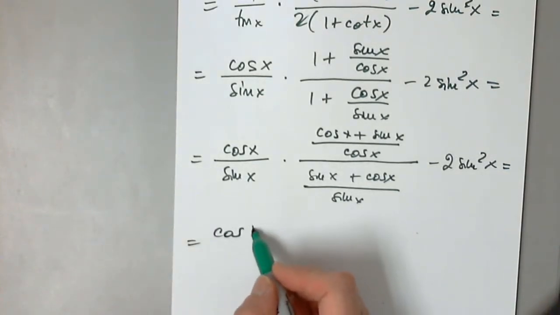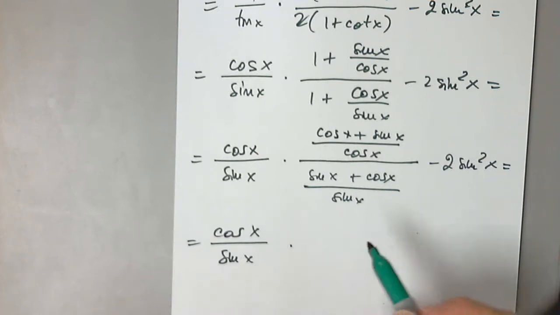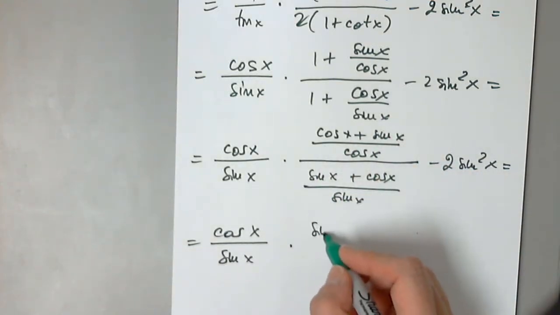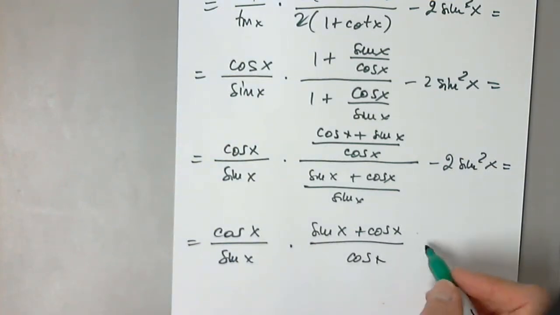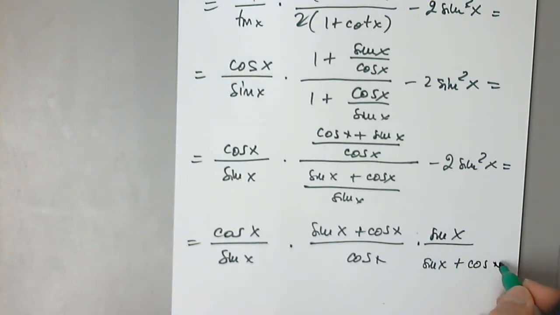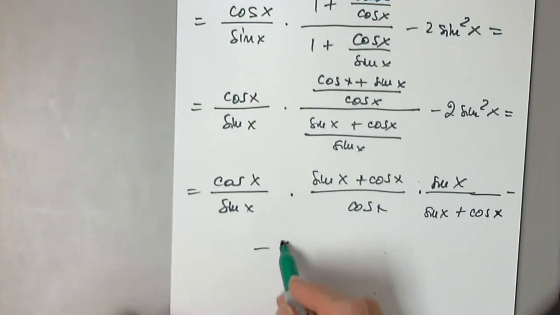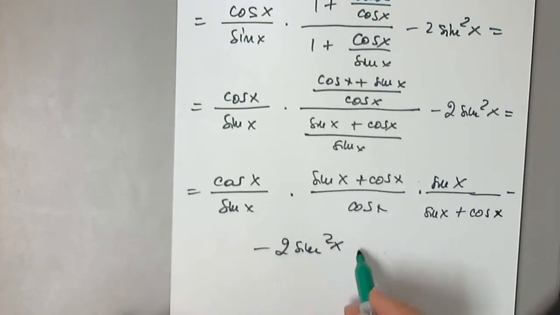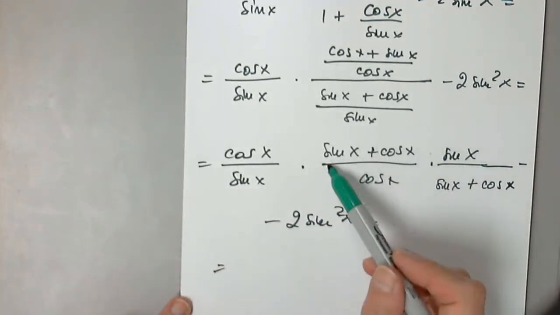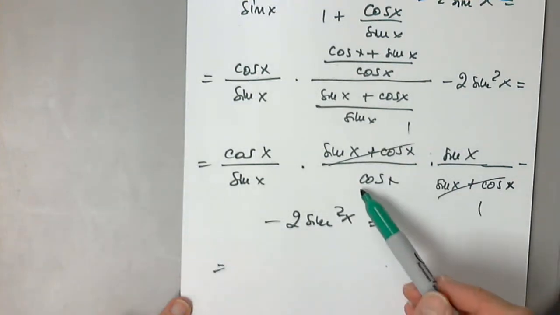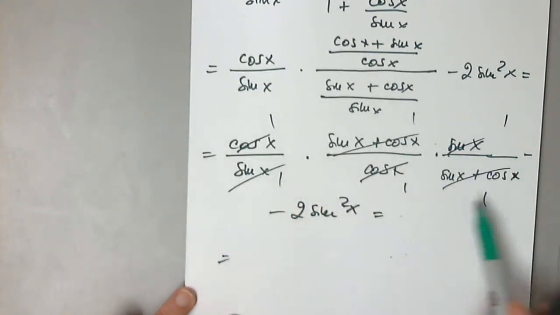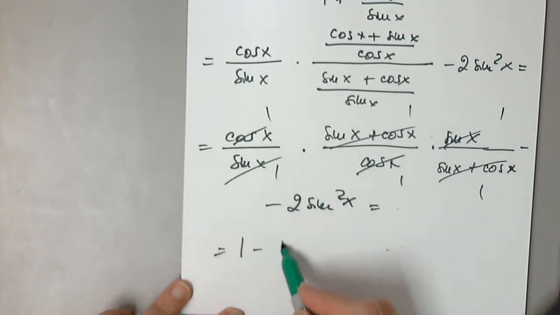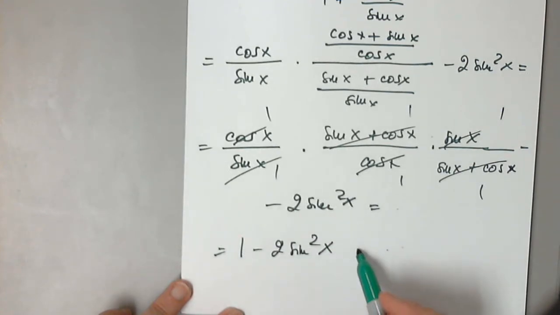Okay, cosine x over sine x times the numerator, I'll put it in the correct order, sine x plus cosine x over cosine x times sine x over sine x plus cosine x, minus 2 sine squared x. Luckily, these two go away. The cosine goes away with the cosine. The sine goes away with the sine. So what is all this product? 1 minus 2 sine squared x.